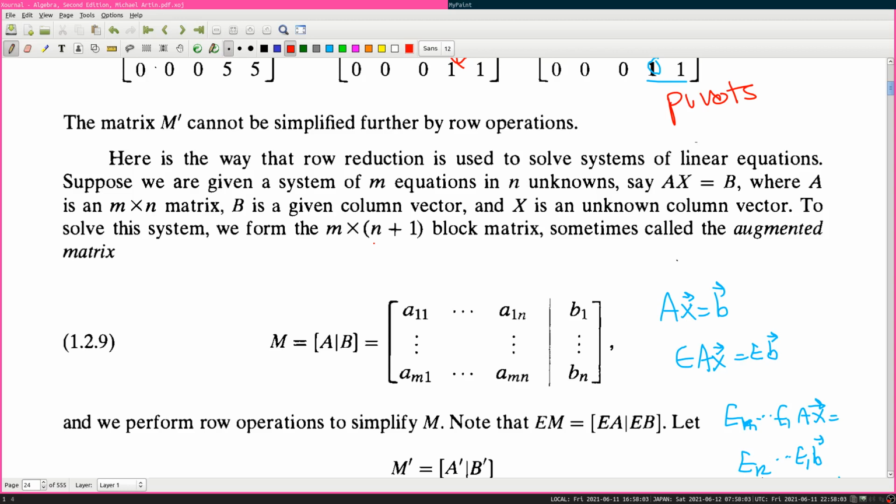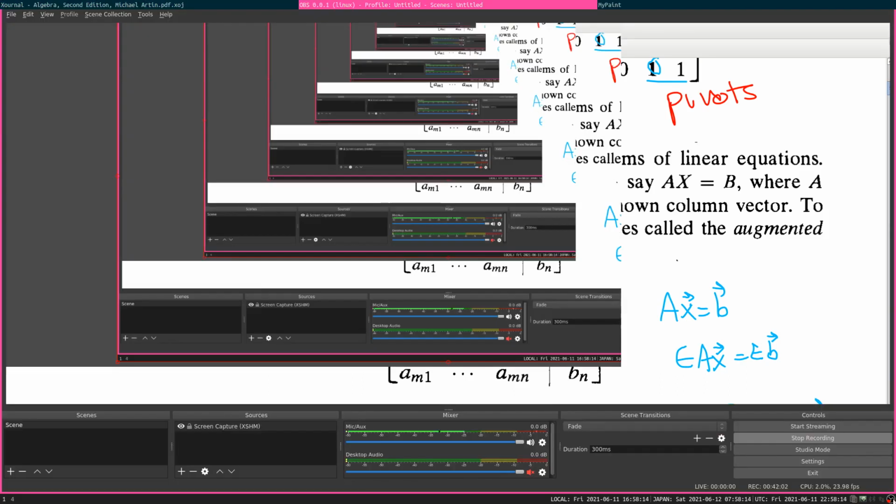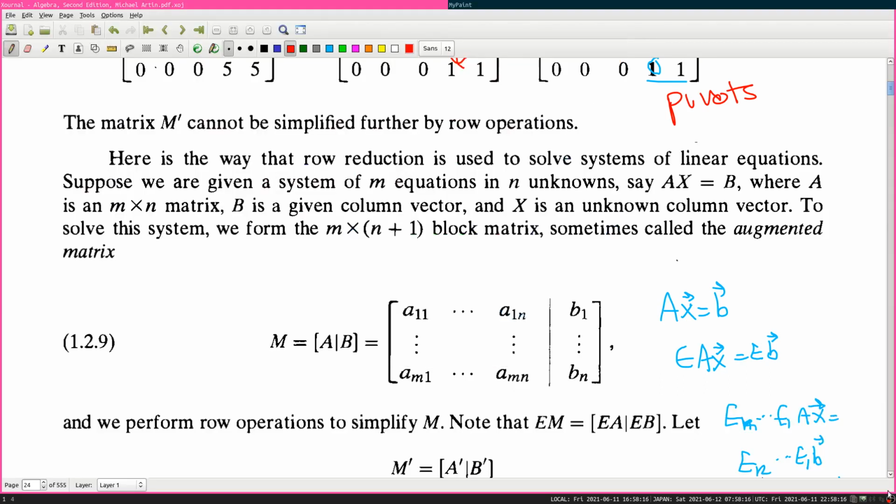Okay, so he's going to explain what he means by simplifying. I don't like this block matrix idea, but maybe a way to think about it... Am I recording with the correct microphone? Let's make sure I'm recording. Yes, I am. All right, I'm not a huge fan of this block matrix idea, but maybe think about the vertical bar as two sides of an equality, and you're doing the same things to two sides of an equation.